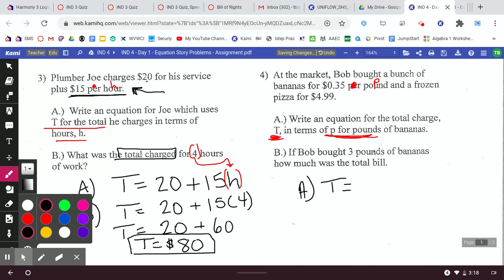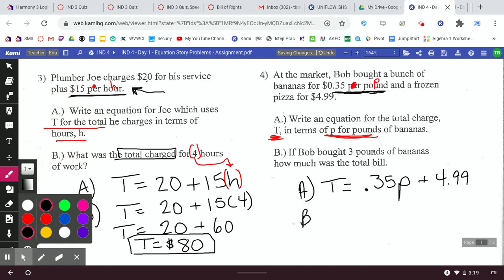Well, what's the first thing he bought? He bought bananas at 35 cents per, which is multiplication, P, which is pound, right? 35 cents per pound. So this 0.35P is the same as this 35 cents per pound. And, or plus, he bought a frozen pizza at $4.99. So that's that flat amount he spent. Okay. So that's A. A just says write an equation. We've written an equation in terms of P, right? Or using T as the total, and we used P for pounds.